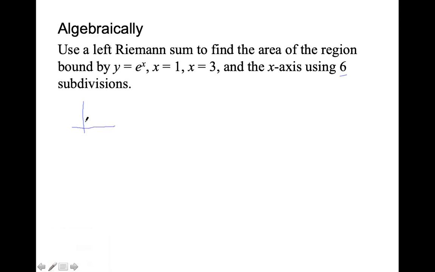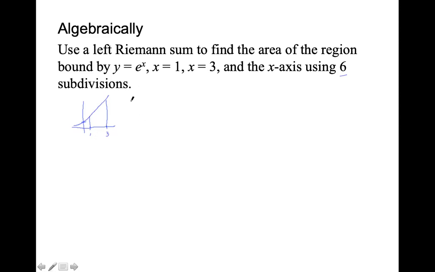All right, y equals e to the x. I know e to the 0 is 1. So my graph is going up exponentially. It's bound here by x equals 1 and x equals 3. So I'm trying to find the area of this region right in here under the curve. All right, I need 6 subdivisions. We're going from 1 to 3.